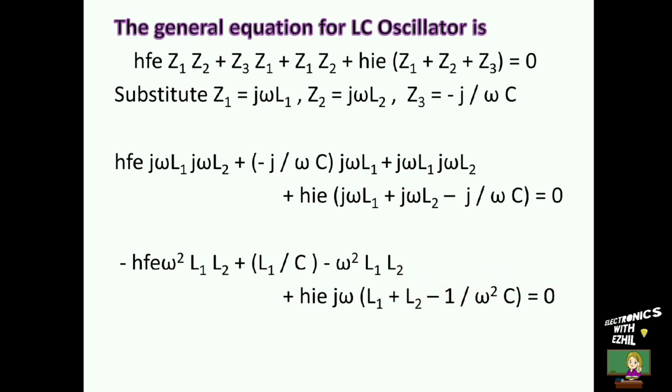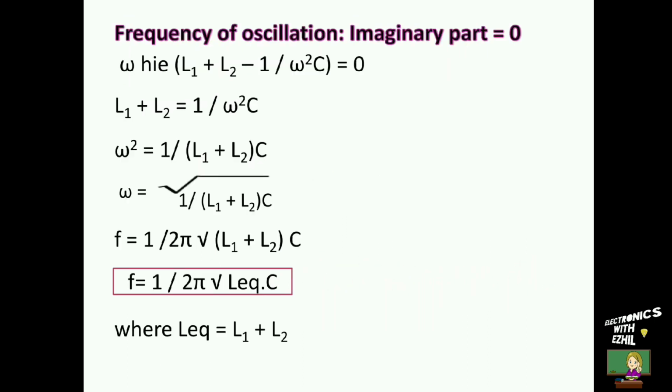Here we will equate the imaginary part to 0 to find the frequency of oscillation. The imaginary part is h_fe omega into L1 plus L2 minus 1 by omega square C equal to 0. We will write now L1 plus L2 is equal to 1 by omega square C. We'll bring omega square to the other side. It becomes omega square is equal to 1 divided by L1 plus L2 into C.